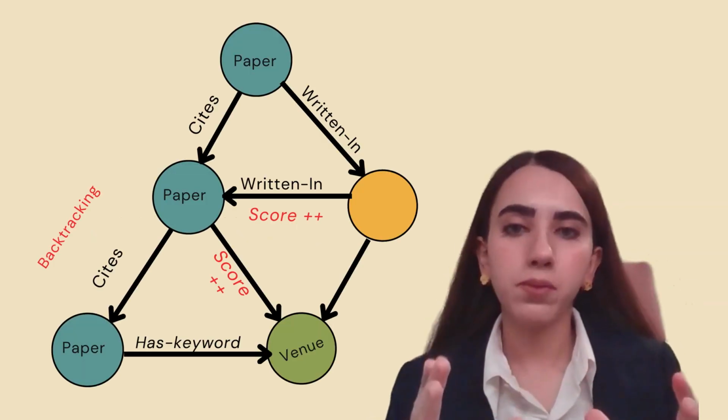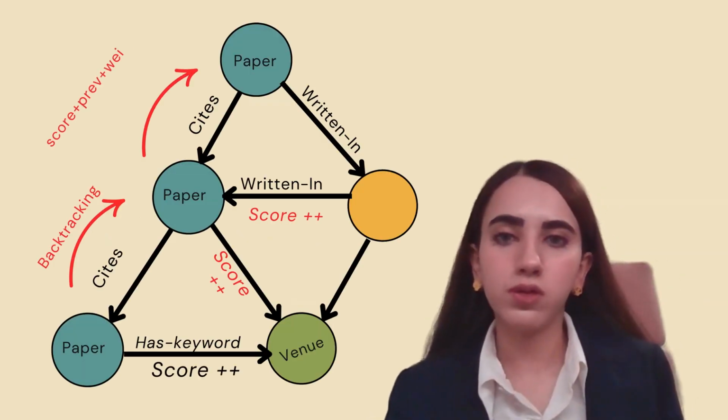So the score of a paper is the score of the previous node added to the weight of the edge that it is connected to.